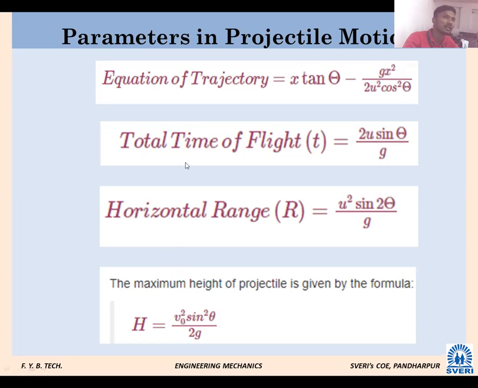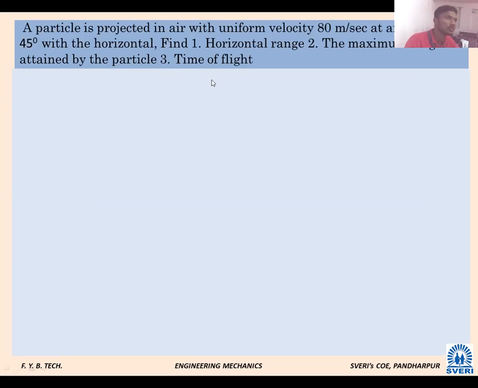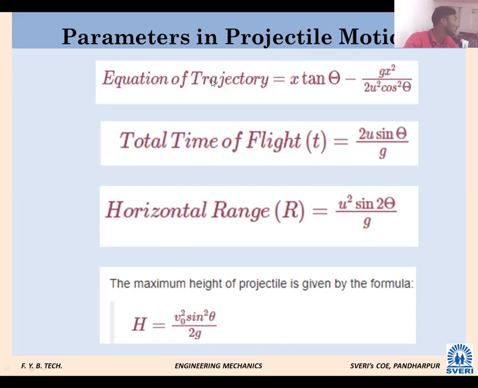So, equation of trajectory. Trajectory means what? The path traced by the object once it is going to fall on the ground. The equation of trajectory is y = x tan theta minus g x square divided by 2u square cos square theta. If you have logged in from the mobile, you can take a screenshot, otherwise you can write. Instead of parameters, you can say equations in projectile motion. These are the equations, remember them.